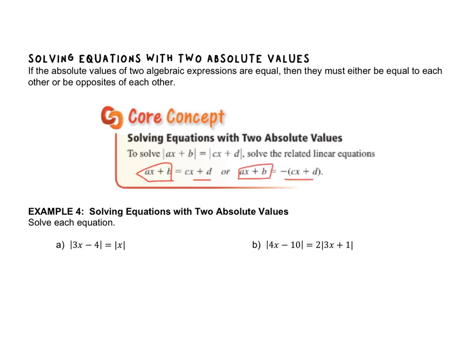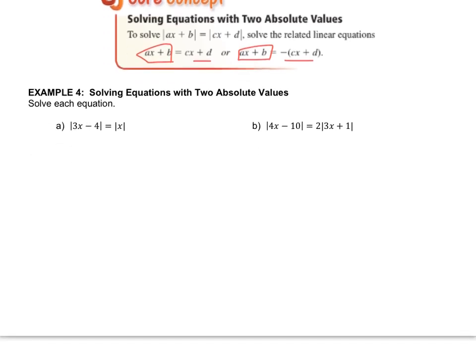The only trick, though, is if you have a multi-step absolute value, you're going to have to distribute that negative sign when you look over here. And we'll see that in example B. But let's just look at example A first, a little simpler. So I have two absolute values equal to each other.